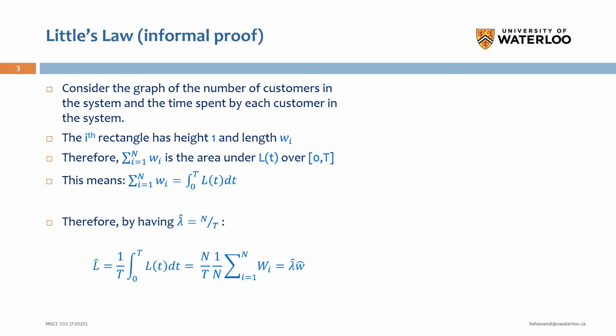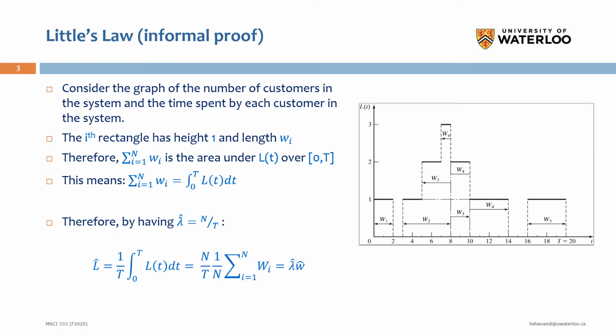Here we have an informal proof for Little's law. The ith rectangle has height 1 and length Wi. Here is the first rectangle for customer number 1. As you see, the height is 1 and the length is 2, right? And this is the second rectangle for customer number 2.